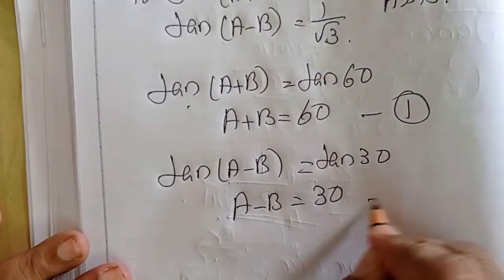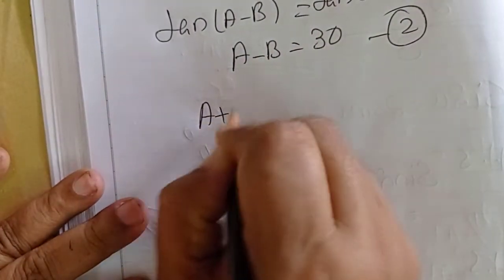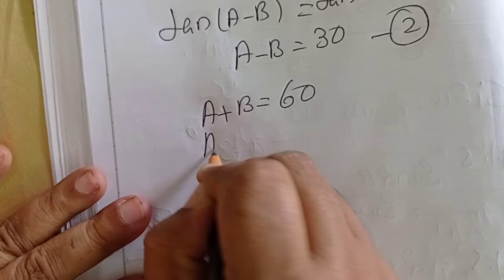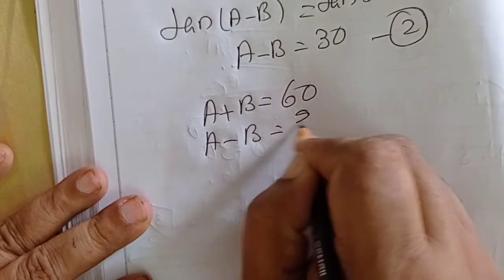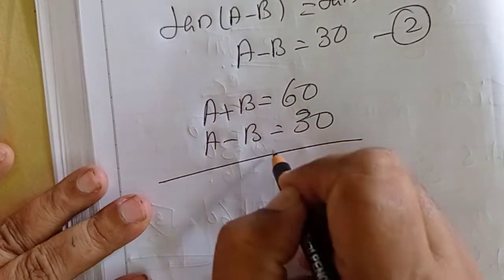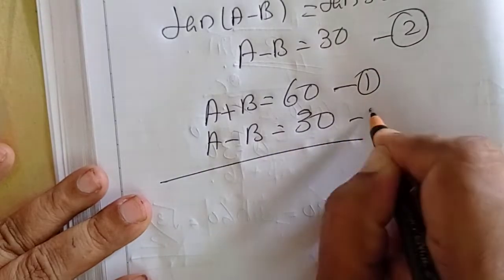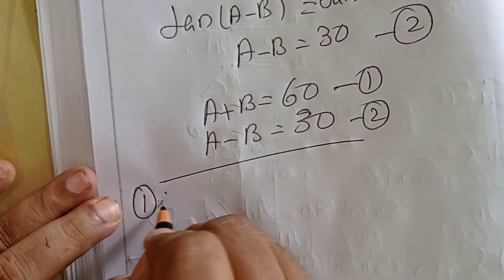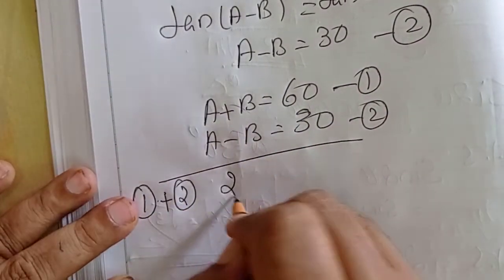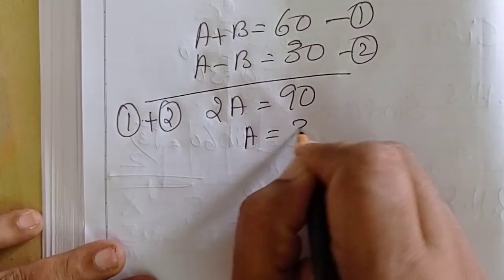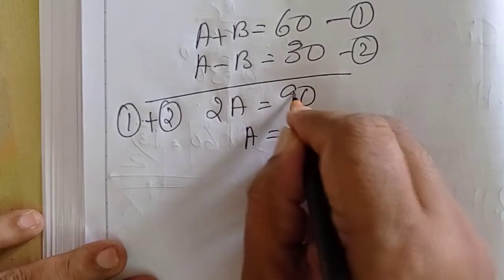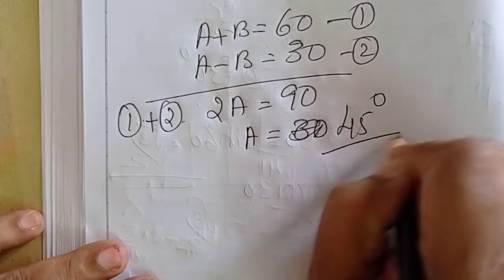You can call these equation 1 and equation 2. Taking A + B = 60 and A - B = 30, plus B and minus B cancel on adding, isn't it? Adding equation 1 and equation 2, 2A is equal to 90. From that, A is equal to 90 by 2, 45 degrees, isn't it?